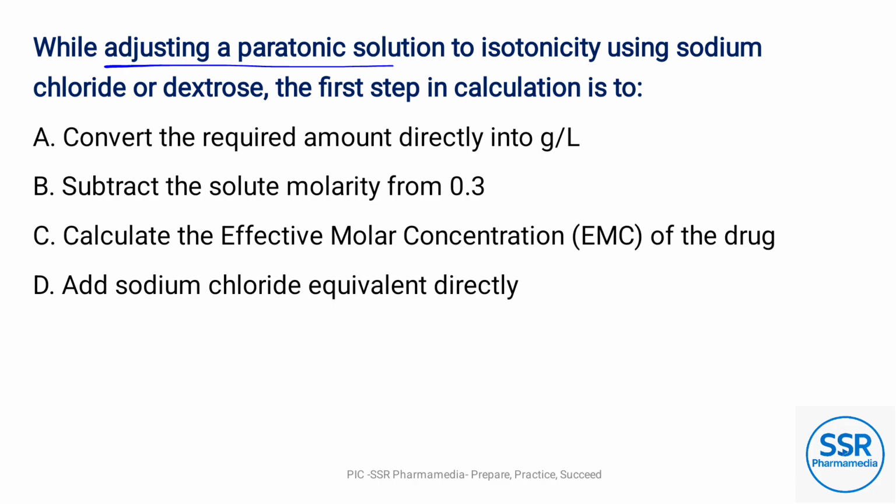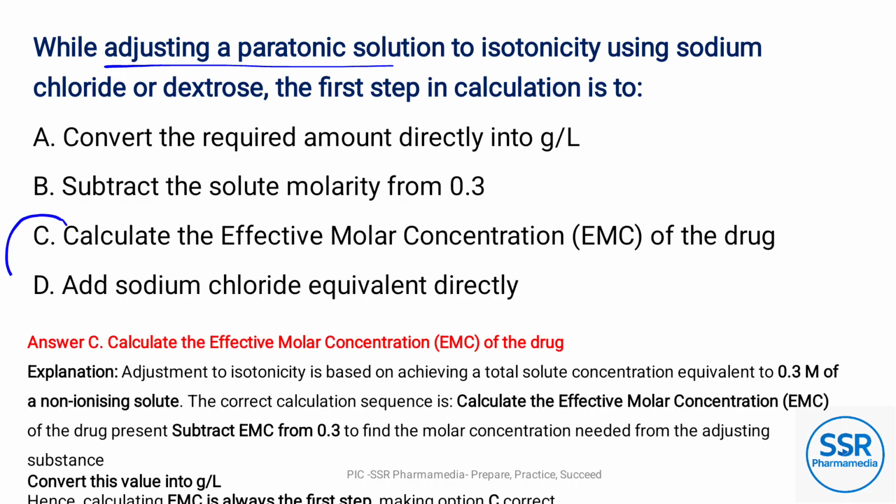While adjusting a hypotonic solution to isotonicity using sodium chloride or dextrose, the first step in calculation is to, so option C, calculate the effective molar concentration of the drug.